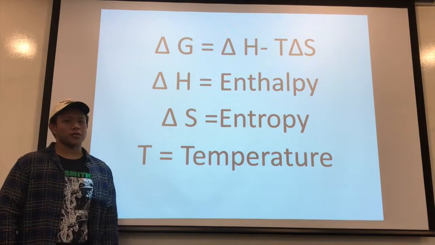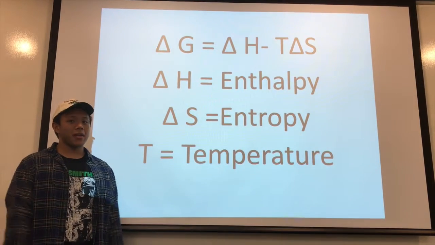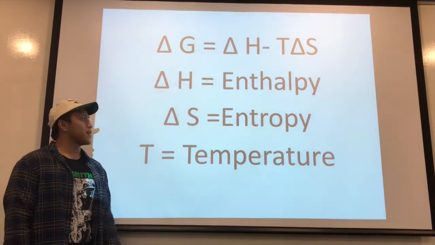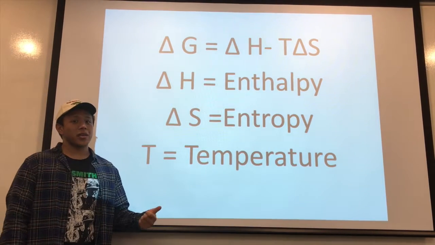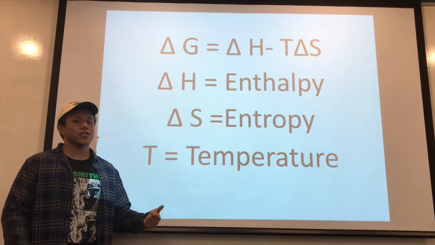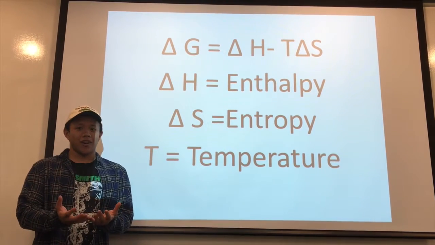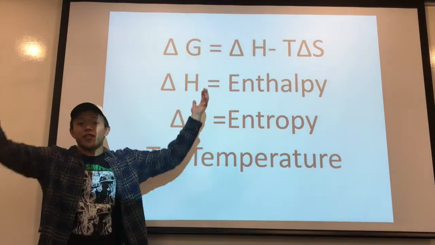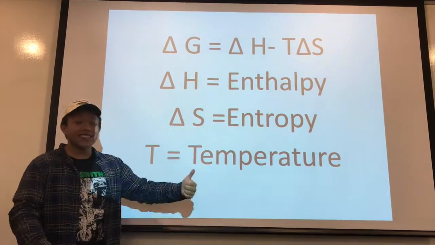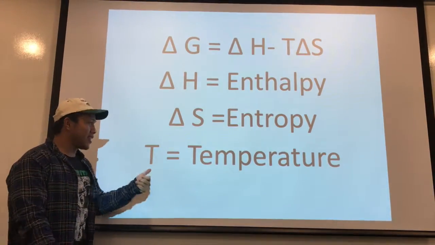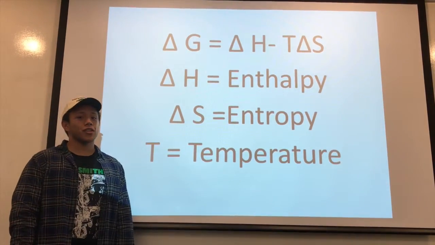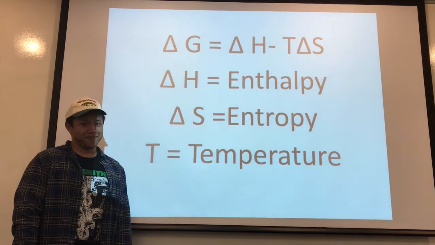Delta H is equal to enthalpy. Enthalpy is the measurement of energy inside a system. Delta S is the entropy. Entropy is essentially the dissociation of a system. Imagine I have a bowl of nuts all together, and I throw those nuts all around the room. That's increasing the entropy. T is temperature, and that is mainly used in Kelvin.